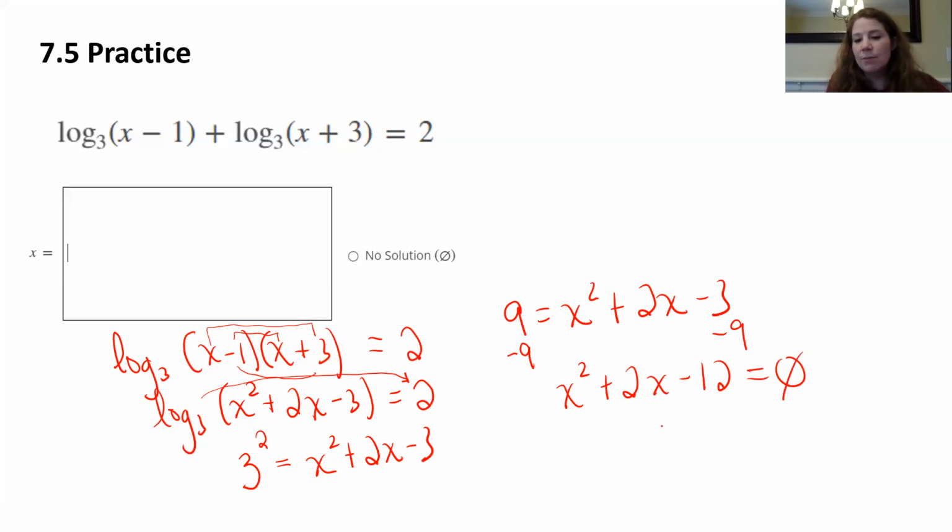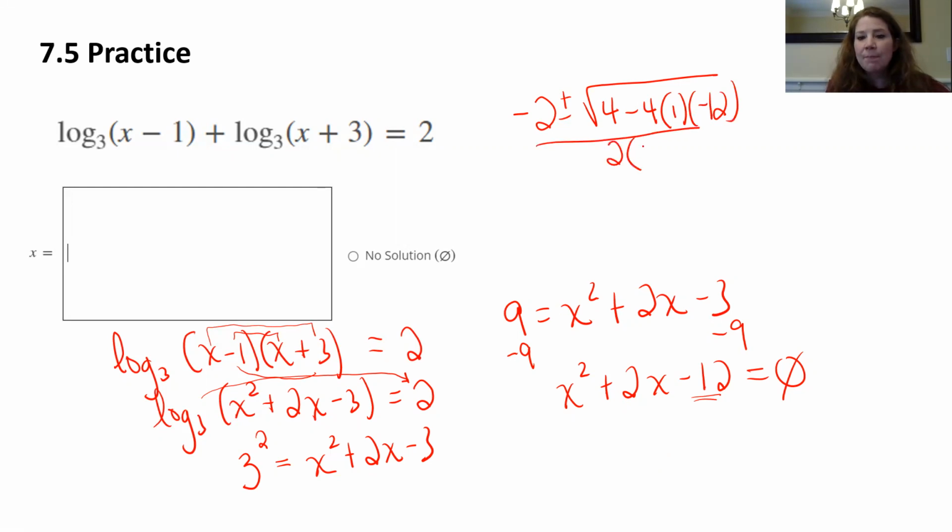So can you think of two numbers that multiply to a product of negative 12 and have a sum of 2? Nope, there are no two factors that make it that easy. So we have to use the quadratic formula. We're going to do the opposite of b, plus and minus the square root of b squared minus 4 times a times c, all over 2a. So I'm going to put this part under the radical in my calculator.